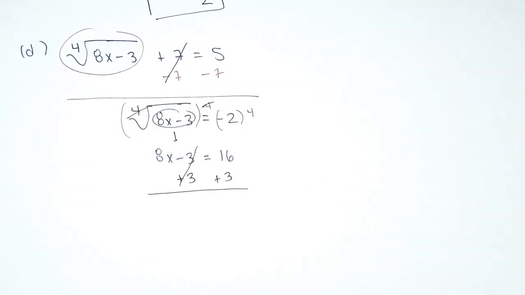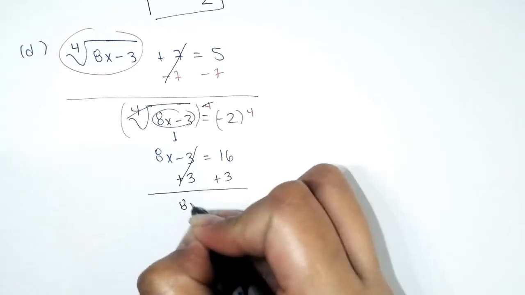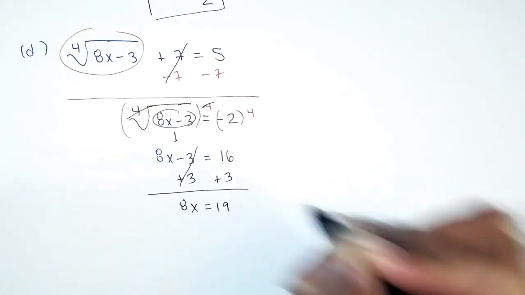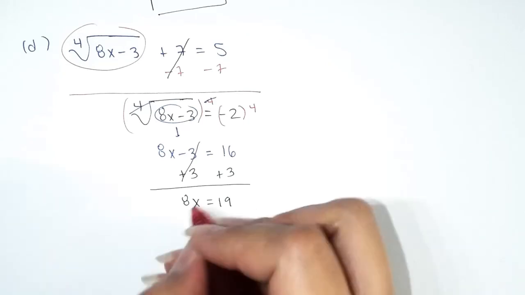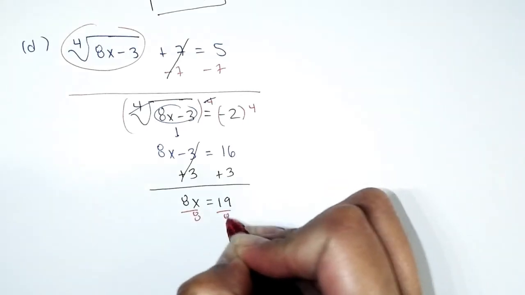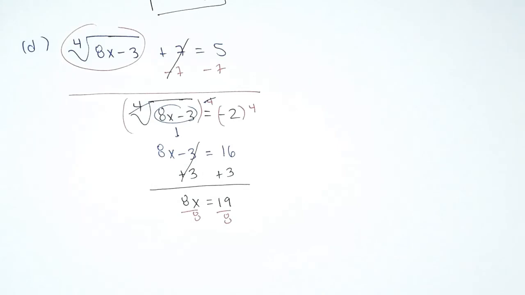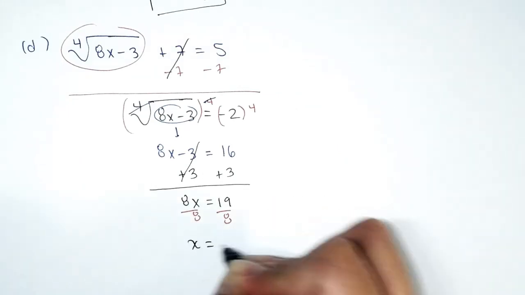To undo a subtraction, let's do an addition, and that will leave us with 8x is equal to 19. Fantastic. For the grand finale, to get rid of the times 8, let's divide both sides by 8, and that will leave us with any equivalent form of 19/8.